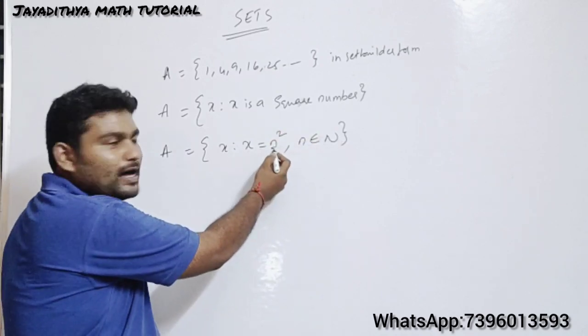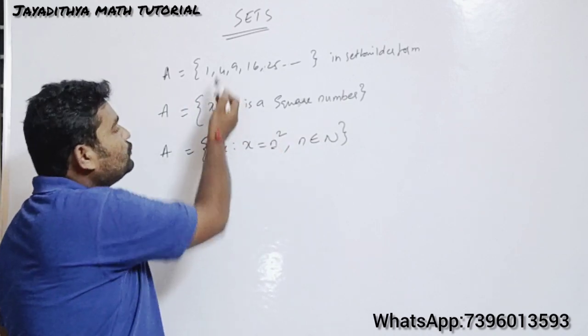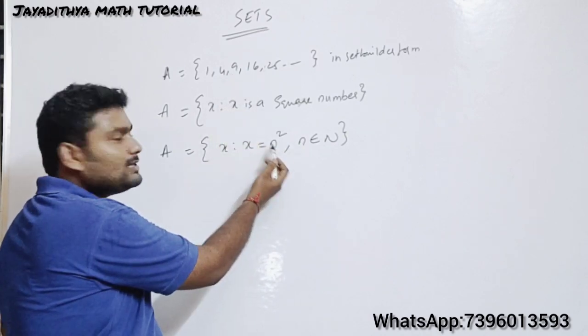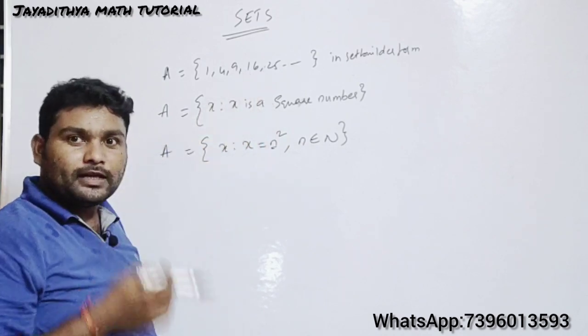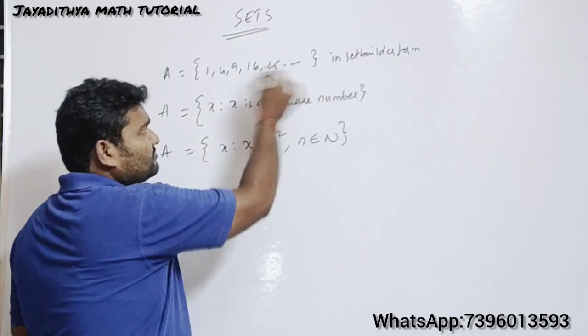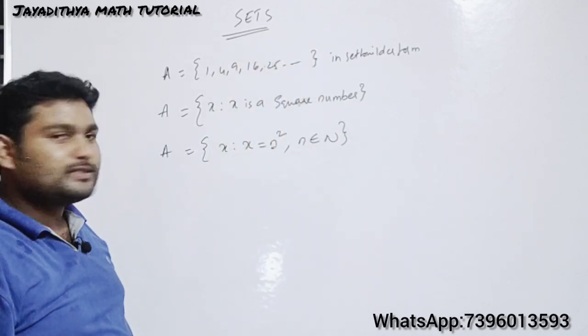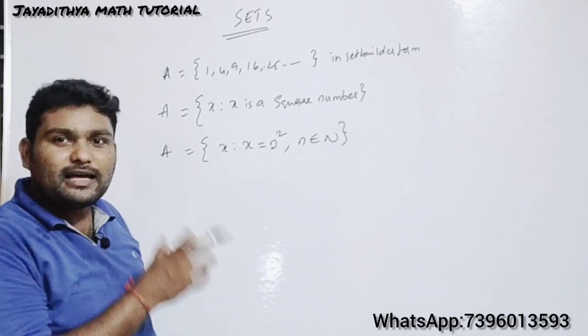That means if you take n as 1, you will have 1 square, which is nothing but 1. If you take n value as 2, 2 square is 4. If you take n value as 3, 3 square is 9. If you take n value as 4, 4 square is 16. n value as 5, 5 square is 25. Right? And here the set has some more elements. That's why we have taken the complete set of natural numbers here. So I hope you have understood the concept of writing a set in the set builder form.